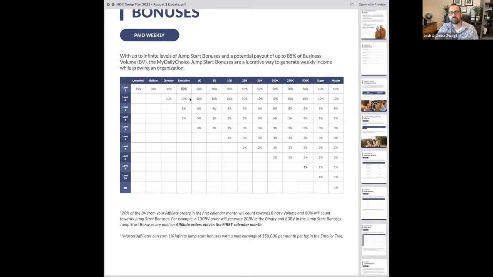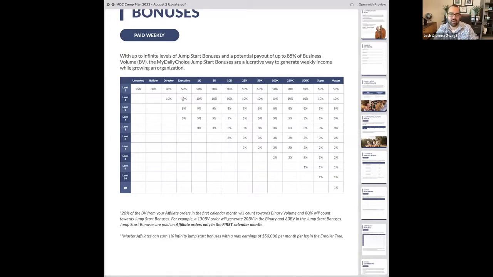So similar to customer acquisition bonus, if I come in as an executive and I enroll somebody, they're on my level 1, they place a 100-point order, 80 of it is counting in Jumpstarts. I'm getting 50% of the 80. So I'm getting $40. The other 20 points is going into the binary. But then level 2, check this out. Level 2, I'm getting 10%.